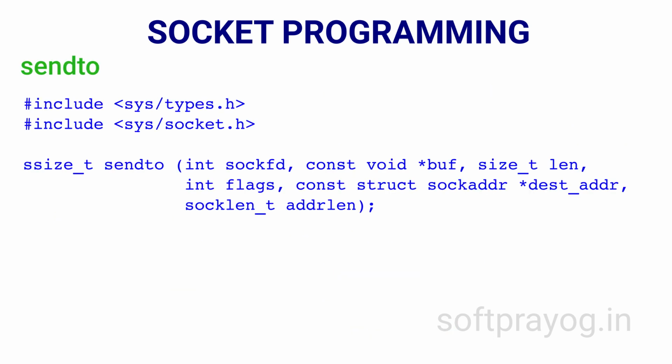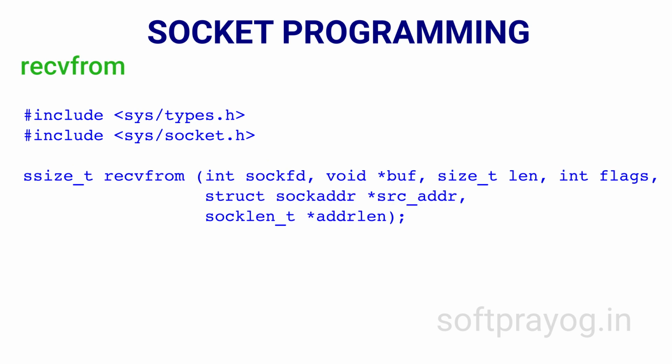sendto is the call for sending a message to a remote datagram socket. sockfd is the file descriptor of the local socket. buff points to the message and len is the length of the message. The fourth argument is flags, which can be 0 in most common cases. dest_addr points to the destination socket address and addrlen is the length of the destination socket address. If sendto is successful, it returns the number of bytes actually sent, and if it fails, it returns -1 and errno is set accordingly.